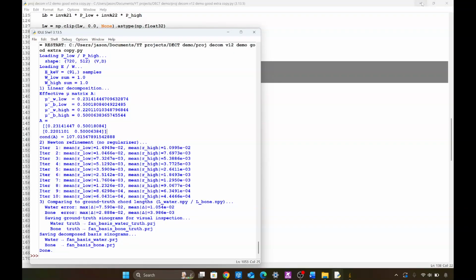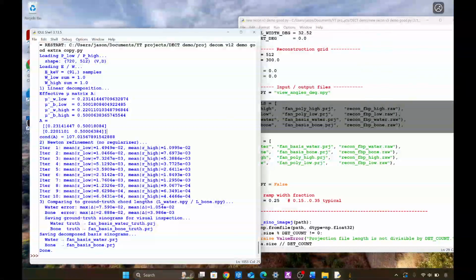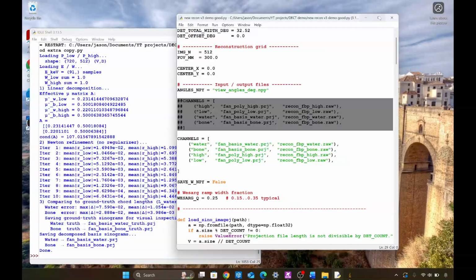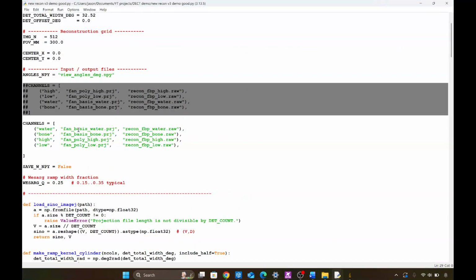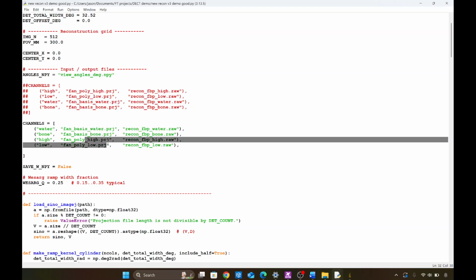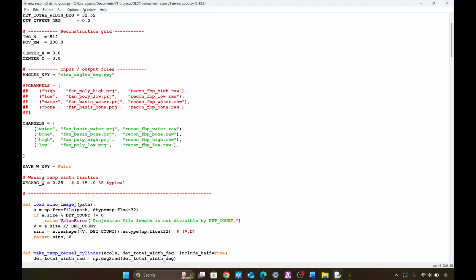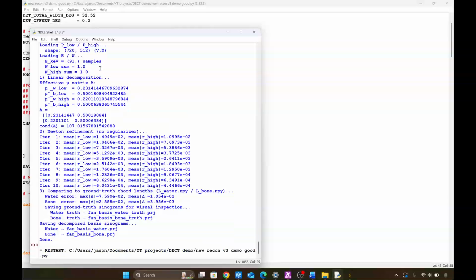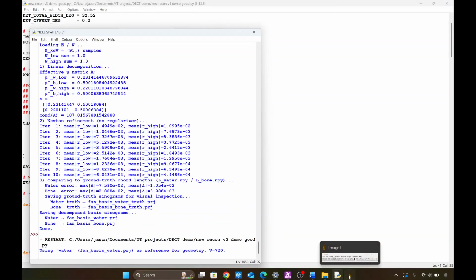And as the final step, we are going to reconstruct 4 images: the decomposed water-based image, the bone-based image, and the original high spectrum projection and the low spectrum projection image. So I will set it to run, and we can start reviewing the sinograms.